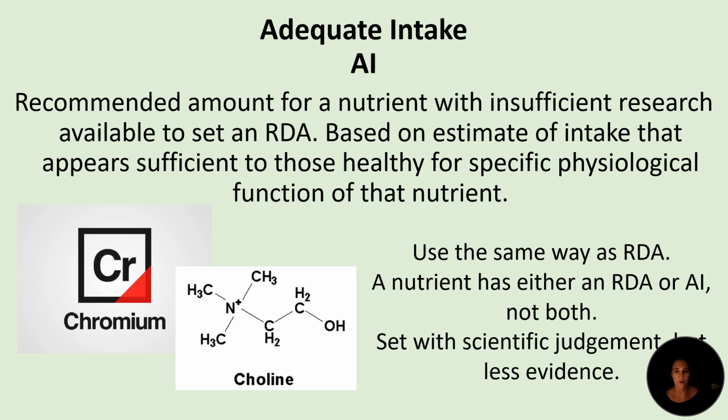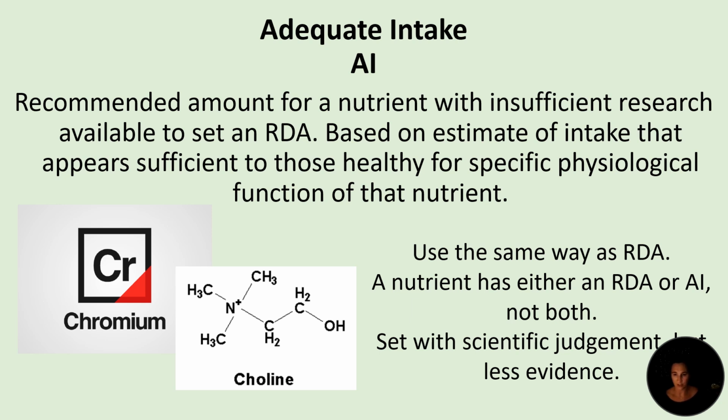Okay, AI, adequate intake. AI is very similar to RDA. It's used in the same way. AI is the recommended amount for a nutrient with insufficient research available to set an RDA. So for nutrients that have an AI instead of an RDA, it just means that we don't have enough research to set an RDA. There's just not as much research. This is still based on science. It's based on estimates of intake that appear sufficient to those healthy for a specific physiological function of that nutrient.